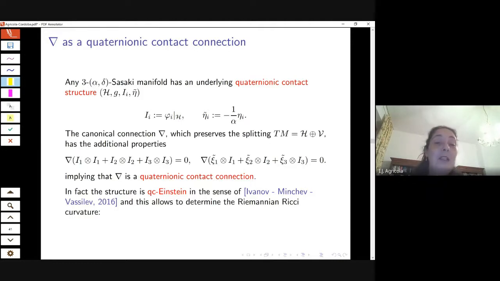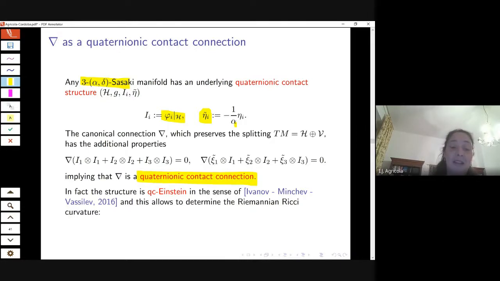In fact, every 3-alpha-delta Sasaki manifold has an underlying quaternionic contact structure, just as they're studied by Ivanov, Minchev, Vasilyev since many years. Okay, and you define it by just taking the phi i's restricted to the horizontal space, and the eta i's in the sense of quaternionic contact geometry have to be rescaled. Okay, and so the canonical connection we just constructed, since it preserves this splitting, will have some additional properties, and this turns it into a quaternionic contact connection.